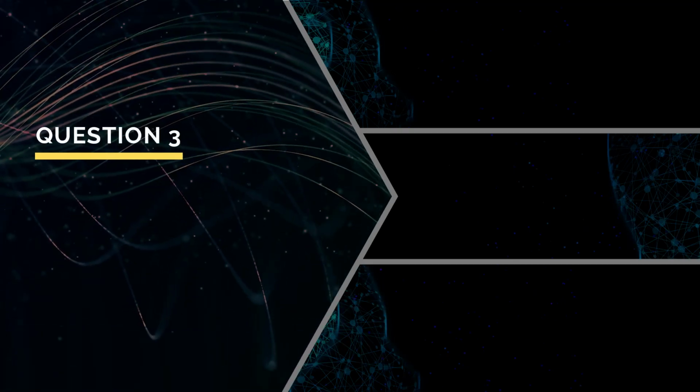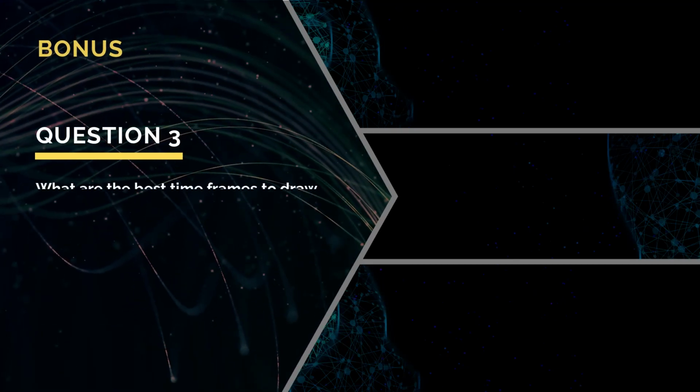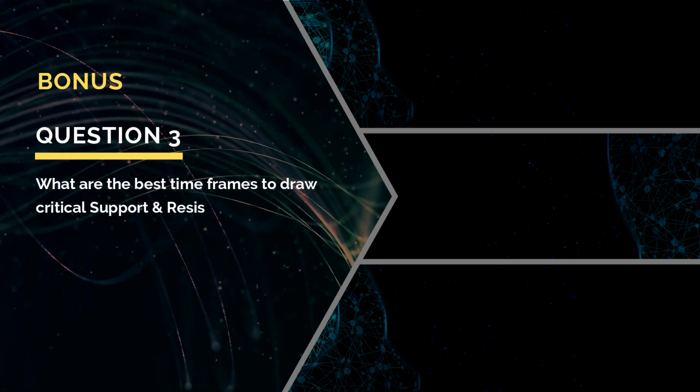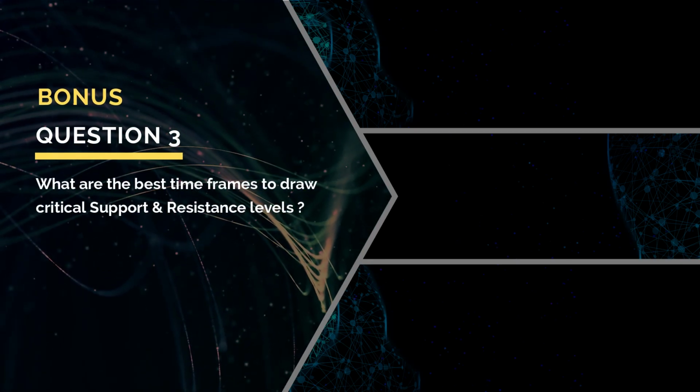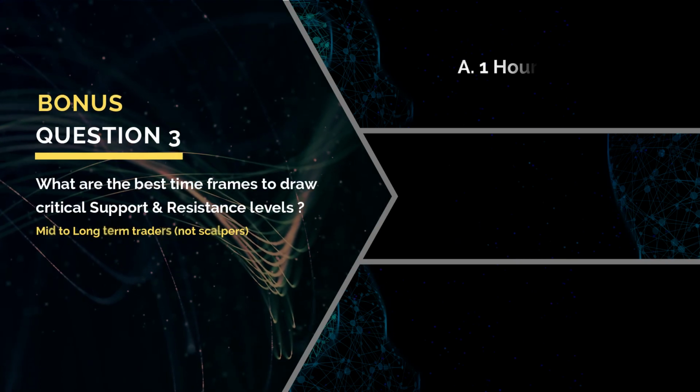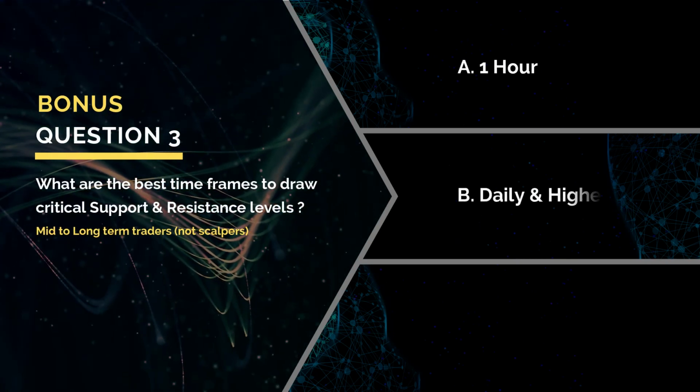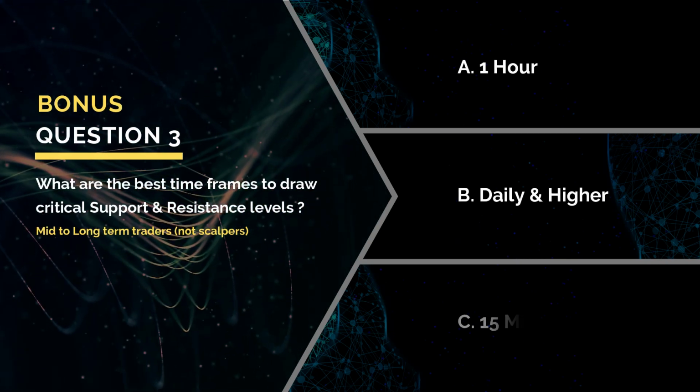Now time for the bonus question. What are the best time frames to draw critical support and resistance levels? A. 1 hour, B. Daily and higher, or C. 15 minutes.